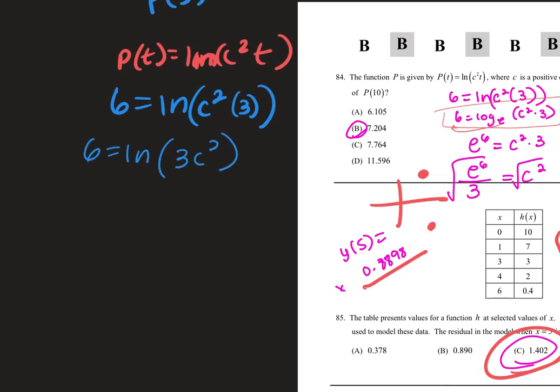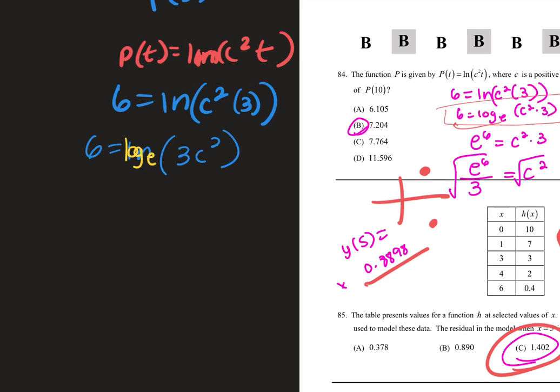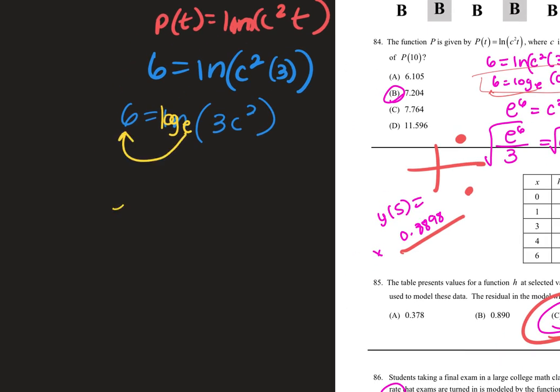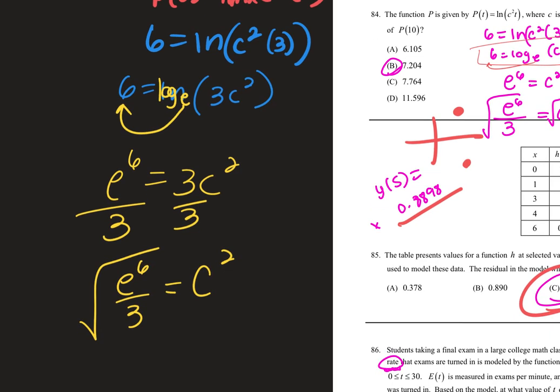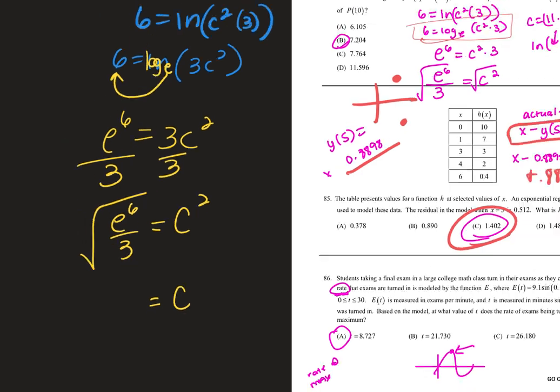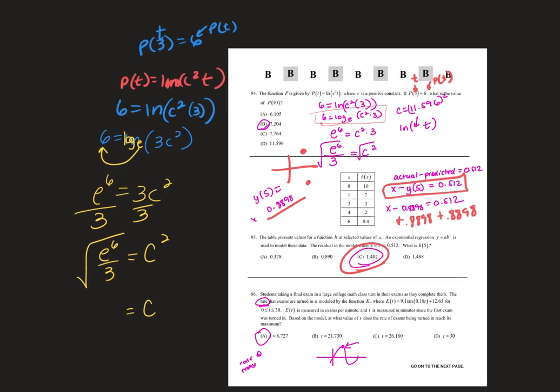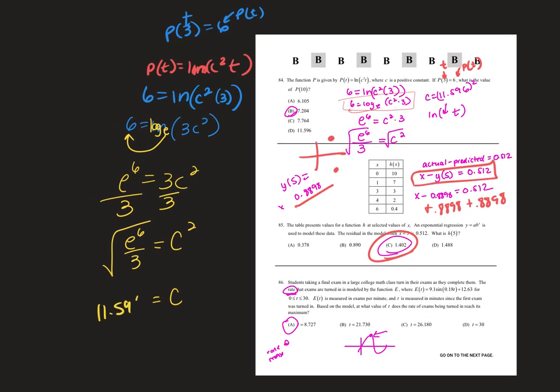In order to get to the 3C squared, I have to convert this into exponential, and ln is log base E. So the E comes over and picks up the 6, and then I would divide by 3, and then in the calculator, I would take E to the 6 divided by 3 and square root it. And you get C equals 11.596. Keep your 3 decimals, okay?